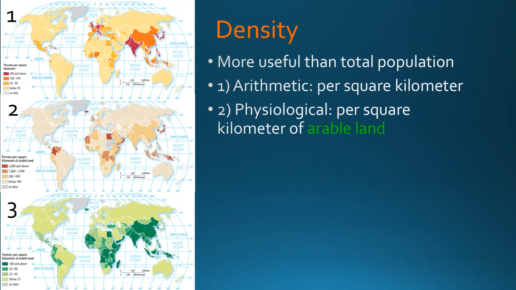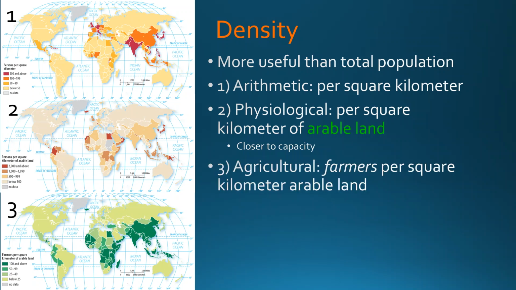There's the physiological, which is basically the amount of people per square kilometer of arable land. So that is basically the difference between how much arable land you have, how much farmable land you have, and how many people it can support. This is closer to capacity. So when we look at map number 2, persons per square kilometer of arable land, the world actually looks fairly more even. It's just that Asia has a lot more arable land than Europe does.